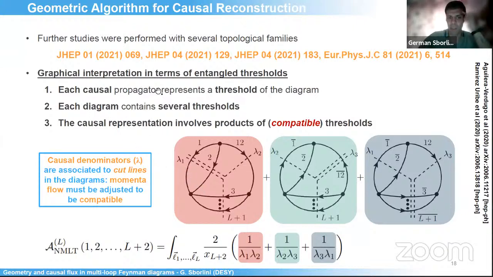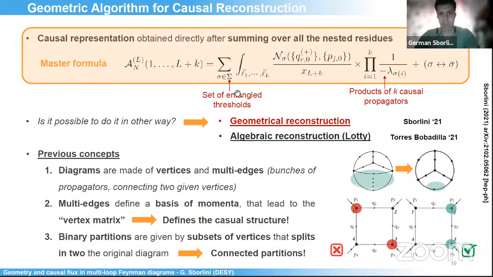These causal propagators that we introduced before correspond to a threshold of the diagram, that is, a singularity that splits the diagram in two parts. Each diagram, when we go to higher orders, contains several thresholds. So the causal representation involves combining, like entangling, these thresholds in such a way that they are compatible. So we have to know what the compatibility rules are. Moreover, we can conjecture that any multi-loop, multi-leg amplitude can be written in this way, that is, as a causal representation of the amplitude.